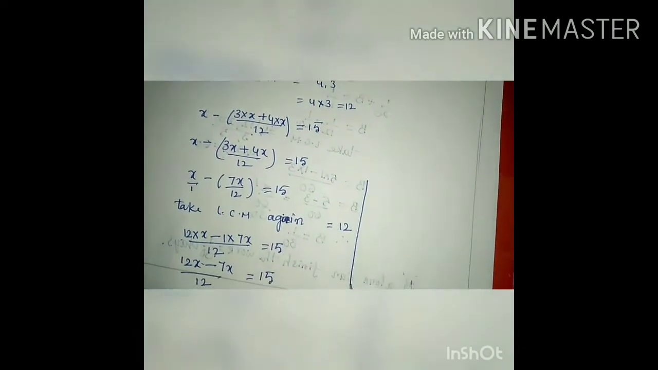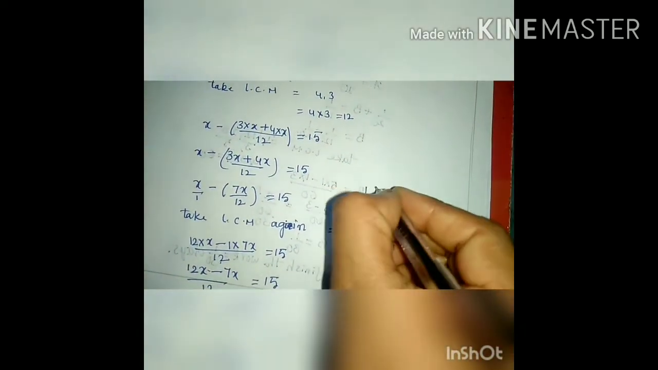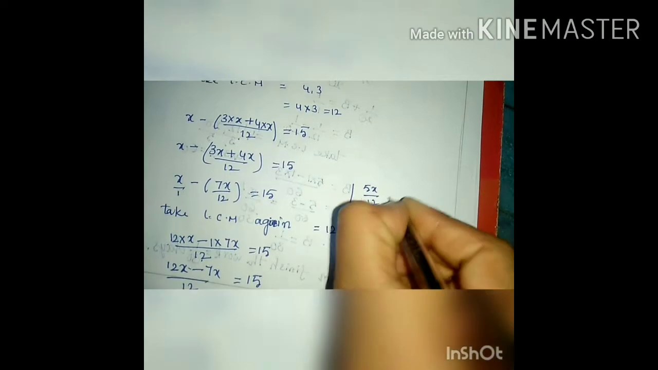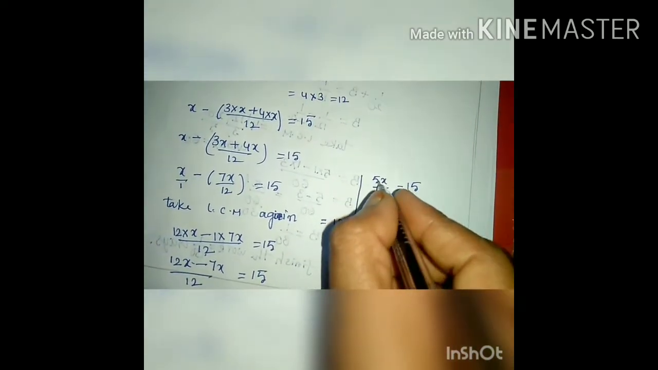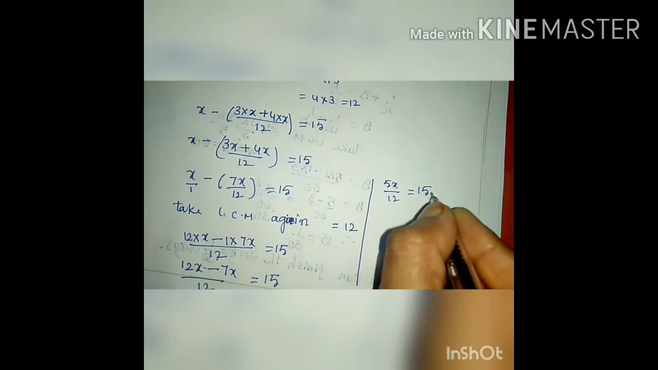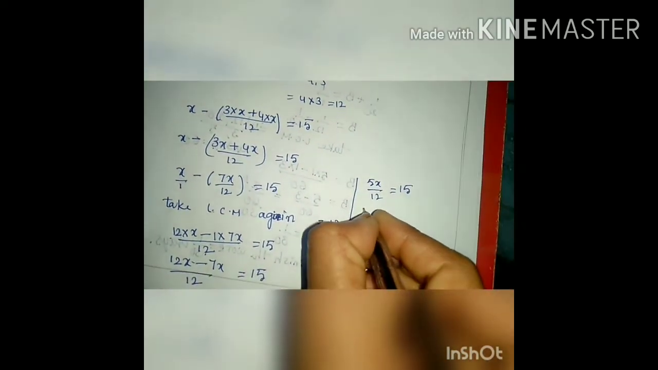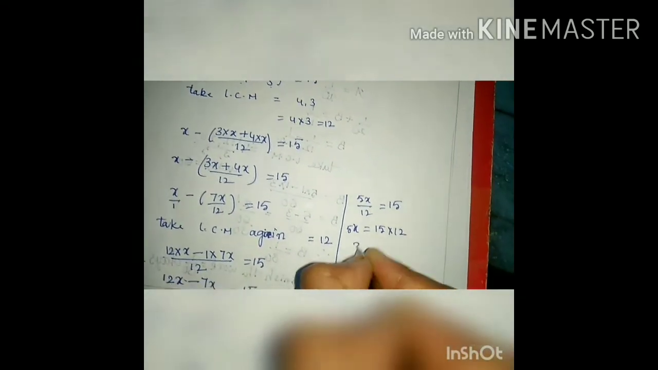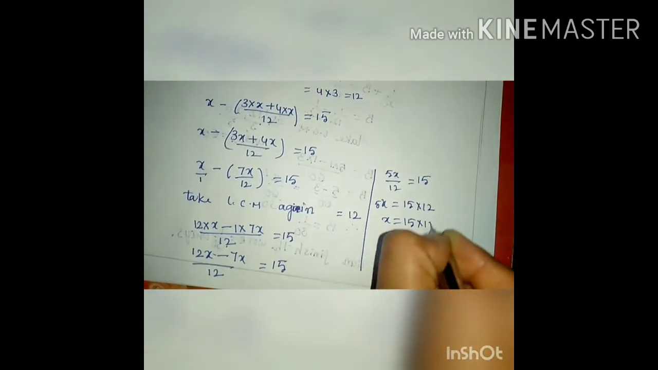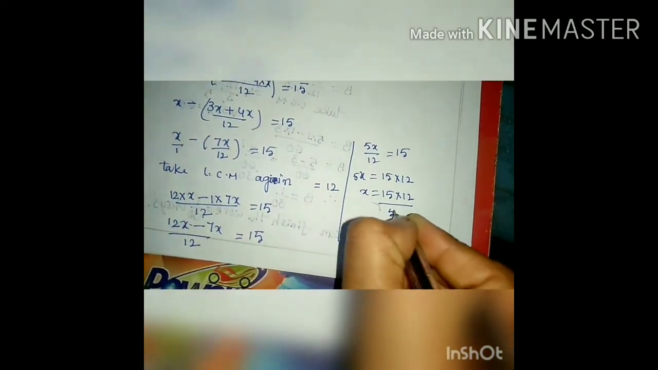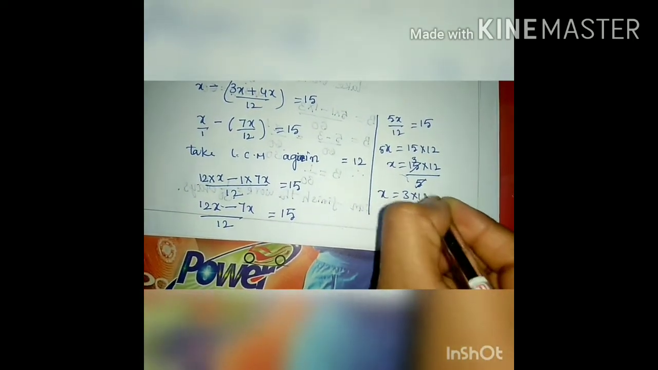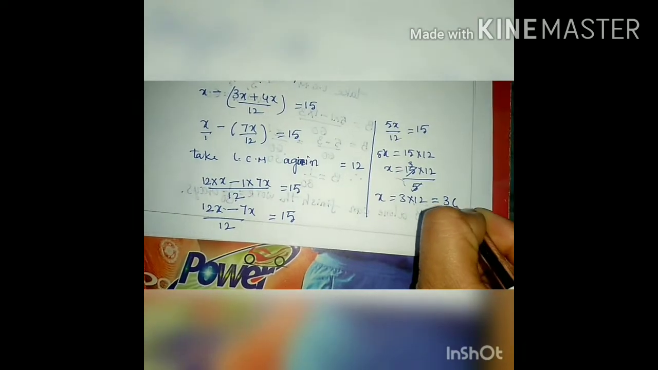Okay, next. 12x minus 7x is 5x by 12 equal to 15. So the divided quantity becomes a multiplication quantity. 5x equal to 15 into 12, so x equal to 15 into 12 by 5. So 5, 3 times is possible. 5 threes are 15. So x equal to 3 into 12, that equals 36, since 3 twelves are 36.